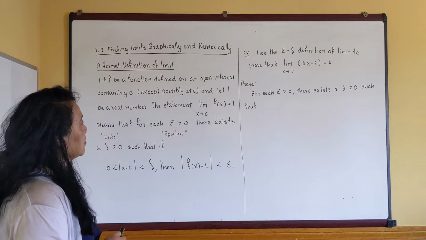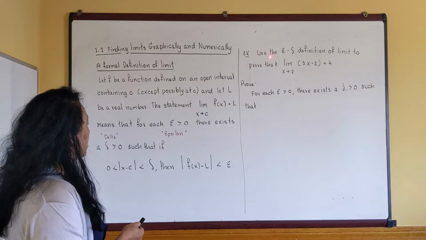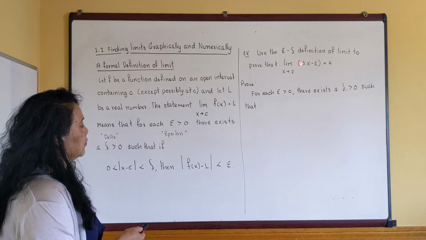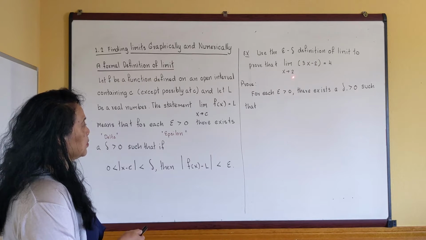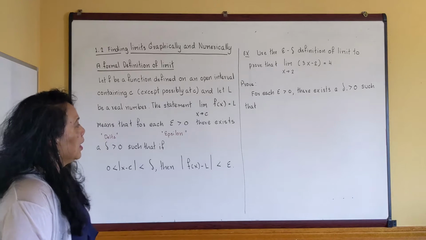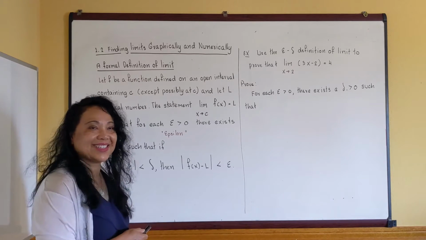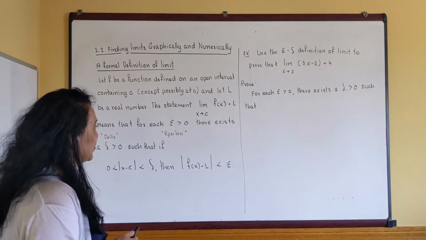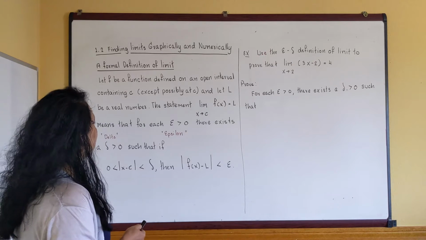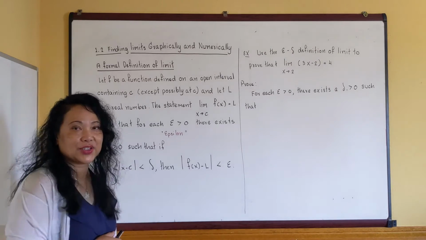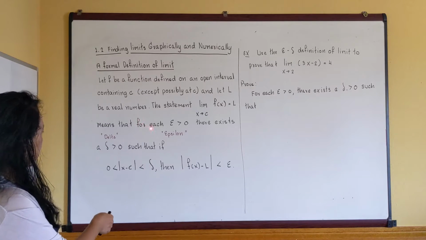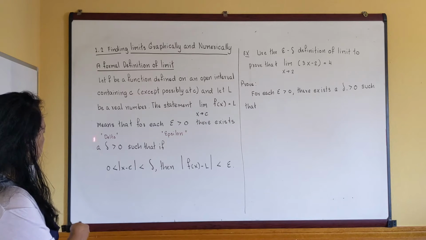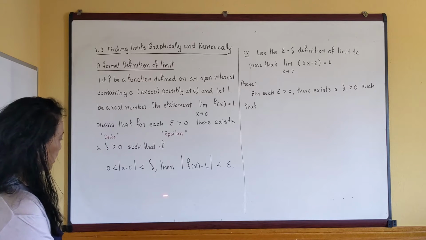Now let's look at our example. Use the epsilon delta definition of limit to prove that the limit of the function 3x minus 2 as x approaches 2 equals 4. If you substitute 2 in, you're going to have 6 minus 2, which is 4, but that's not the proof. So we're going to do the proof, and they specifically tell you to prove by the epsilon delta definition. So you're going to prove this statement: for each epsilon greater than 0, there exists delta greater than 0 such that this statement holds.